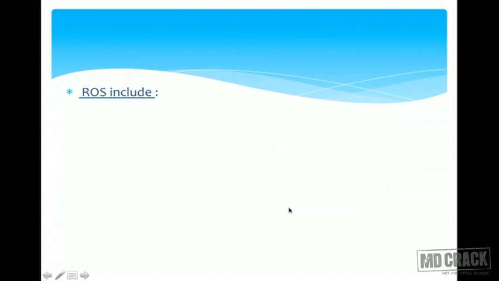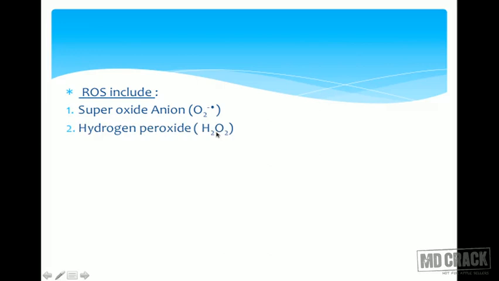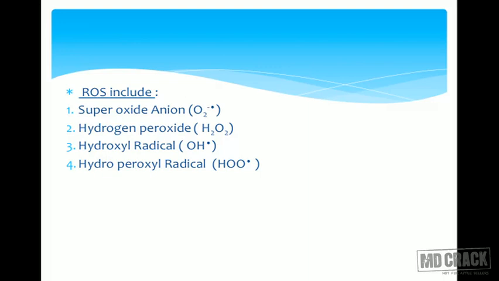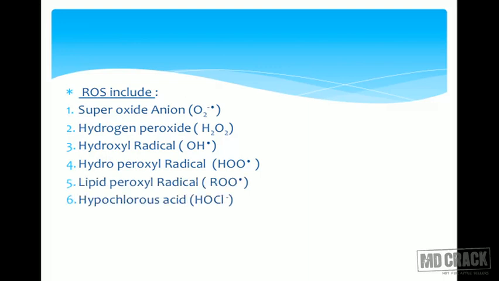So now let us go further. Which are the reactive oxygen species? Some of them are radicals, some of them are non-radicals. So let us look at it. Superoxide anion, hydrogen peroxide. Hydrogen peroxide is a non-radical, but it is a reactive oxygen species. Hydroxyl radical, hydroperoxy radical, lipid peroxyl radical, hypochlorous acid, ozone, singlet oxygen, etc. are the reactive oxygen species. So these species are called reactive oxygen species.